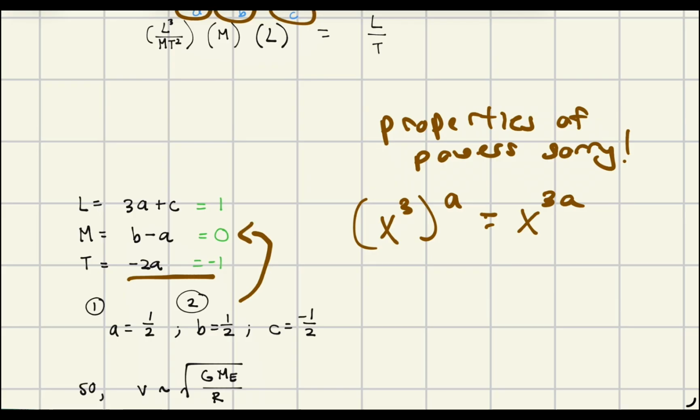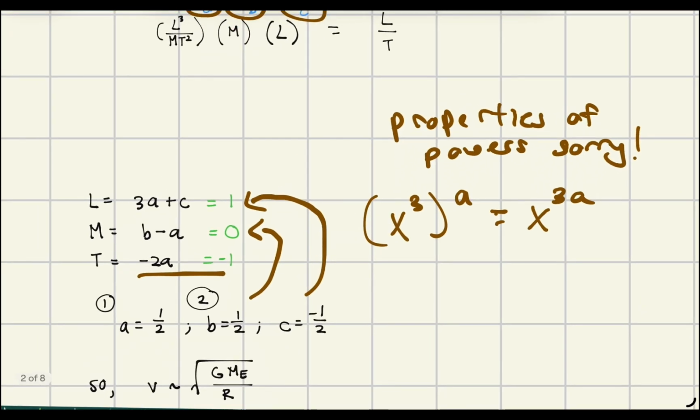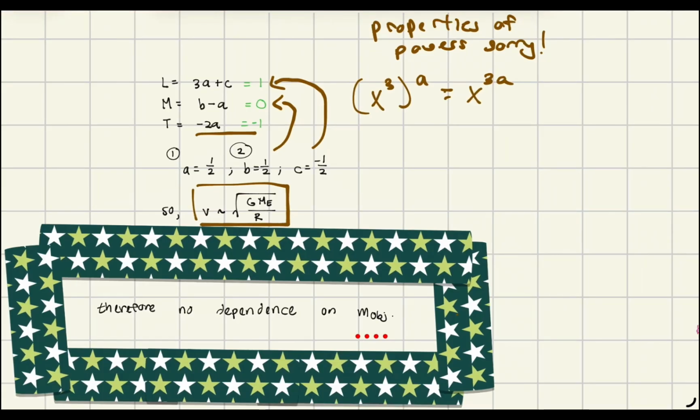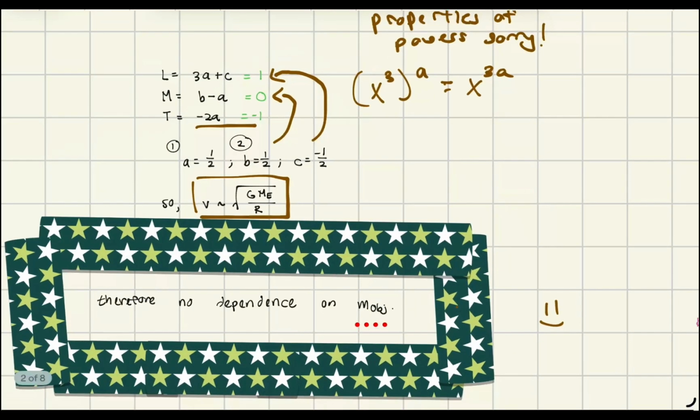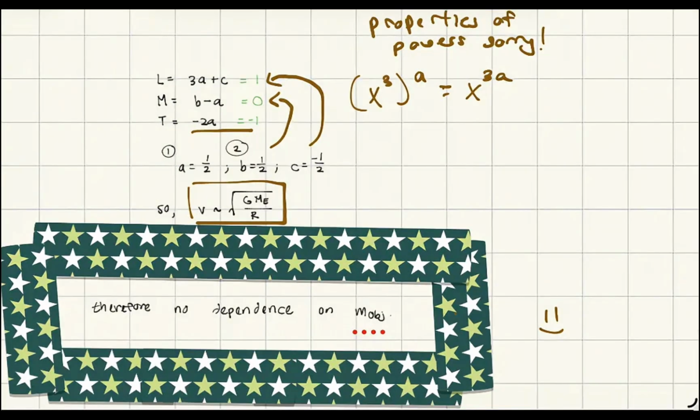Now we just have to solve it algebraically. Using the time equation, a equals 1/2. From the mass equation, b equals a, so b equals 1/2. Plugging a into the length equation, we find that c is equal to negative 1/2. Putting them in, v is about the square root of G M_E over R. Therefore, there is no dependence on the object's mass m.